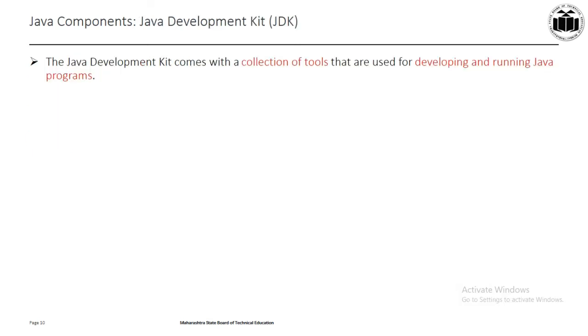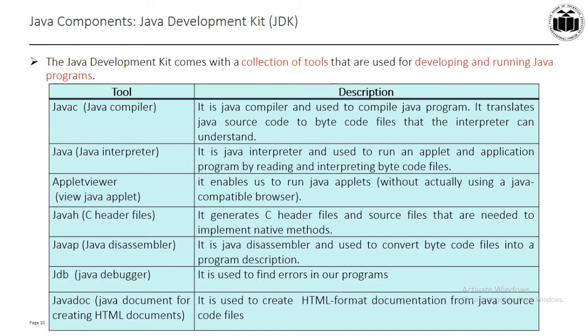Second component is Java Development Kit, that is JDK. The Java Development Kit comes with a collection of tools that are used for developing and running Java programs. So there are 7 tools. First, Java compiler. It is used to compile a Java program. It translates Java source code to bytecode. Second, Java interpreter, used to run an applet and application program by reading and interpreting bytecode files. Third, applet viewer. It enables to run Java applet.